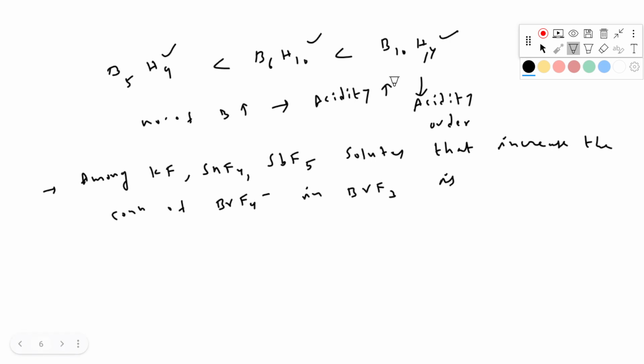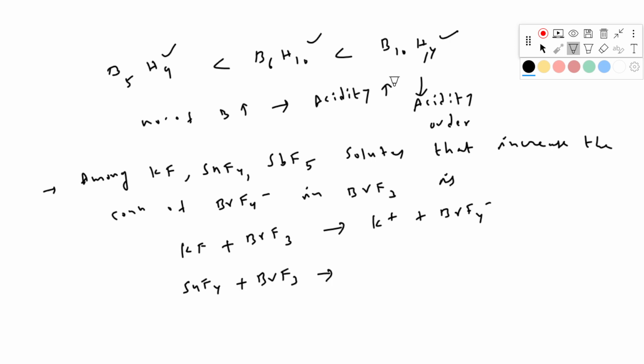Very, very simple. First of all, I'm just doing the reaction of KF with BrF3. I will get K plus BrF4 minus. Next, suppose I take SnF4 plus BrF3, what will happen? This SnF4 is a stronger Lewis acid, it will take F minus. So SnF6 2 minus plus BrF2 plus, BrF2 plus SnF6 2 minus. Next, SbF5 also acts as a Lewis acid because it is a strong acid.